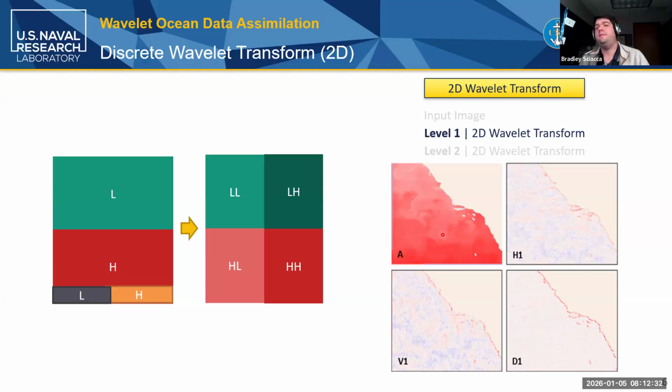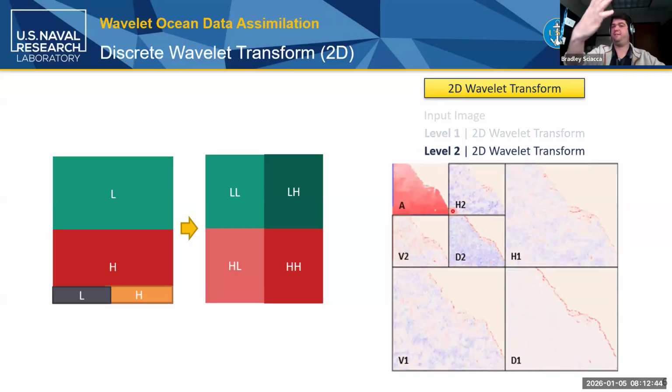And then if we want to do another level of transform here, we take our approximation region here and do the same thing again. So we get this kind of cascading effect. And you can keep going and going and going, further splitting into more and more bins.